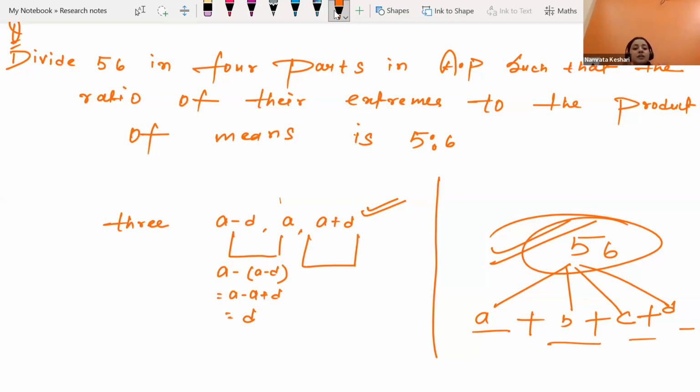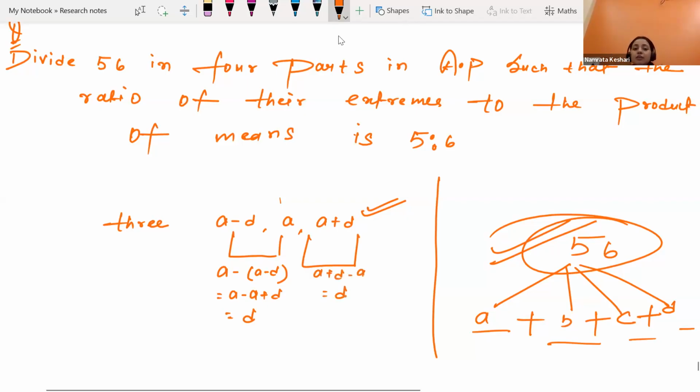AP means what? The differences have to be the same. The difference can be D, 2D, 3D, 4D, whatever, but those differences have to be the same. That is the one and only condition we have for an arithmetic sequence. Here, when you do the subtraction, A plus D minus A, you will still get D.